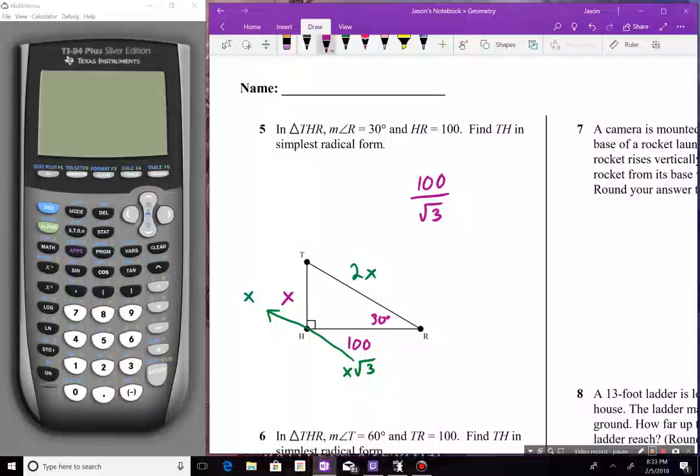Just like on number 3, we can't have the square root in the denominator. So the way that we get rid of it is multiply top and bottom by that square root. When we do that, again, 100 times square root of 3 can't mix. We get 100 square root 3. On the bottom, square root times itself gives us that number. 100 is not evenly divisible by 3, so this is our simplest radical form.